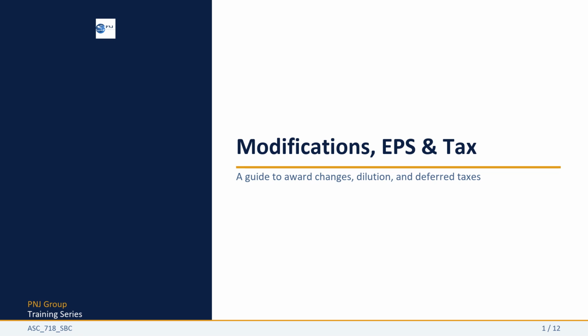Welcome to Section 4 of the ASC 718 SBC training series. We have covered the full life cycle of a standard award: classification, measurement, vesting, and expense recognition. Now we handle the complicating events. What happens when you change the terms of an existing award? How SBC creates dilution that must be reflected in earnings per share, and how SBC interacts with income tax accounting. These three topics, modifications, EPS, and tax, are where SBC accounting gets complex in real engagements.